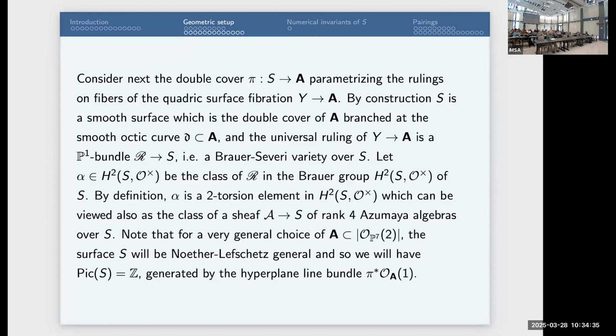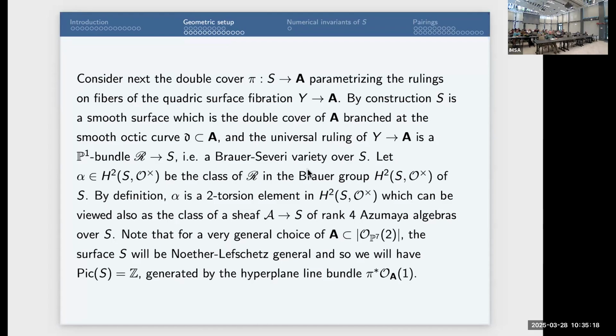let's focus now on the surface S. So it's a double cover of the net. The construction is a smooth surface, which is a double cover of the net, the optic curve. And the universal ruling of Y is a P1 bundle. So for each point of A, I have a pair of points of S, and each point of S becomes the P1, which is the actual set of lines in that ruling. The P1 bundle over the double cover of A.